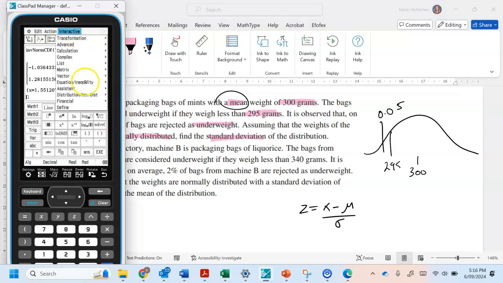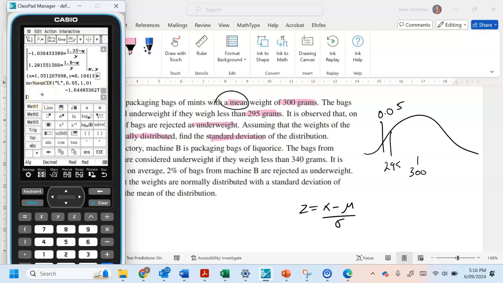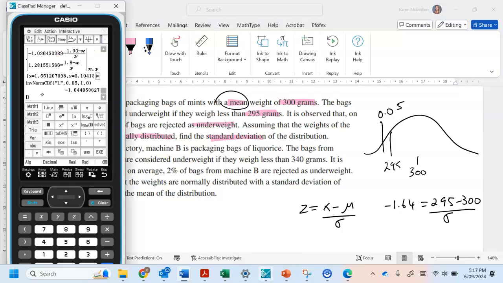All right, so interactive, inverse, inverse normal. We're at the left side. Our probability is 0.05. And we're just finding the Z-score, so I leave the standard deviation as 1 and the mean as 0. All right, there it is. We expect it to be negative because it is below. So we're going to have negative 1.64 is equal to 295 minus 300 over standard deviation. And then we can just solve for the standard deviation.